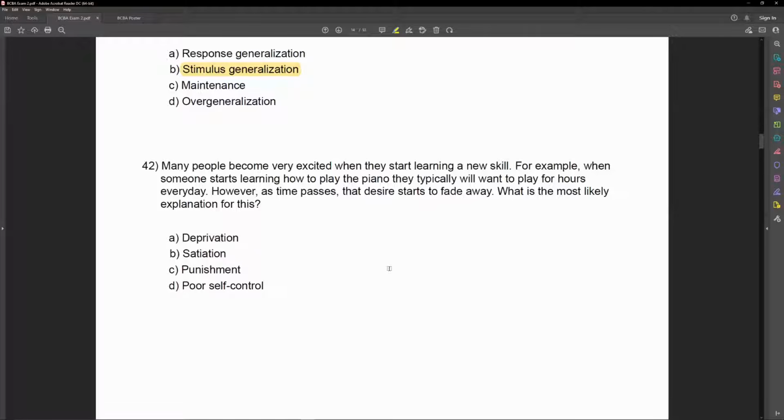And then poor self-control. Self-control is a misnomer, right? Self-control is really how the environment is affecting our behavior. So we're not going to be picking D. The most likely explanation for this, the best answer, is going to be this person is satiating on the piano. The motivation to play is decreasing. It's an abolishing operation.